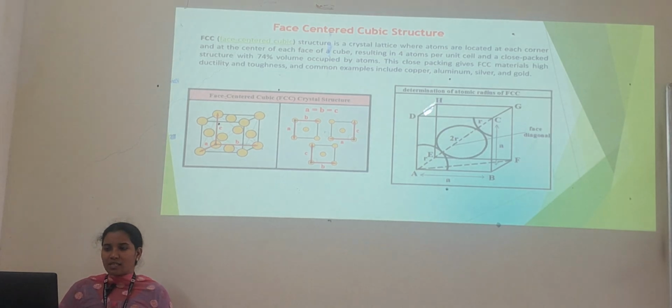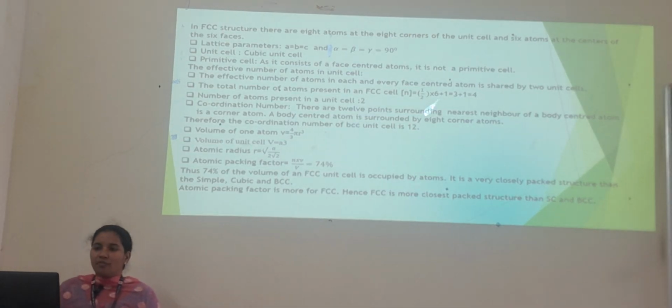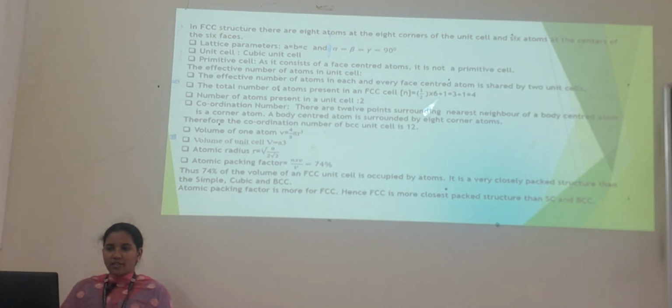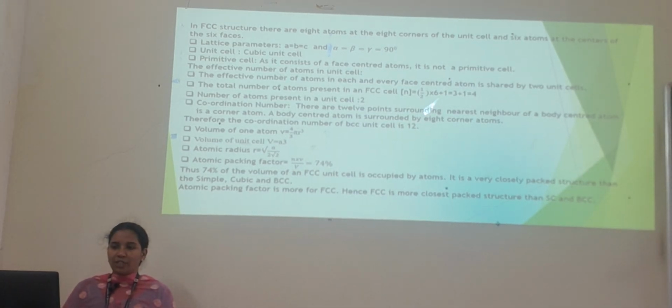Below is the figure, you can see this is the face centered cubic, and this figure is used in order to determine the atomic radius. Coming to the lattice parameters, we have already seen them in the earlier slides. All the angles are perpendicular to each other, that is 90 degrees. All the sides are equal to each other. So it is not a primitive cell and the unit cell is a cubic unit cell.